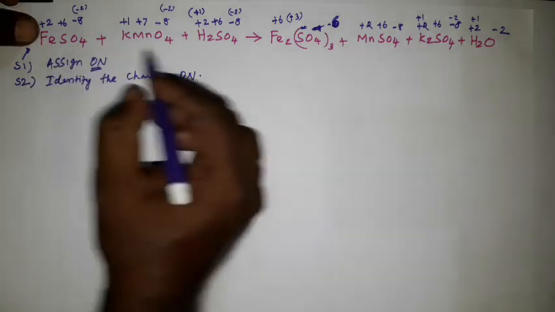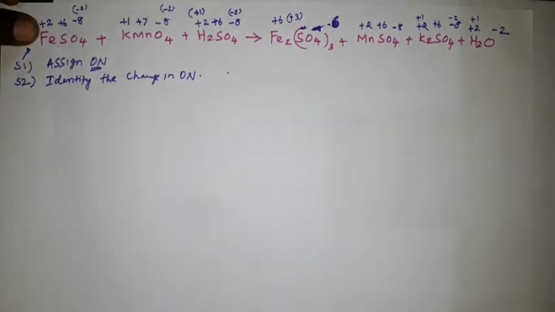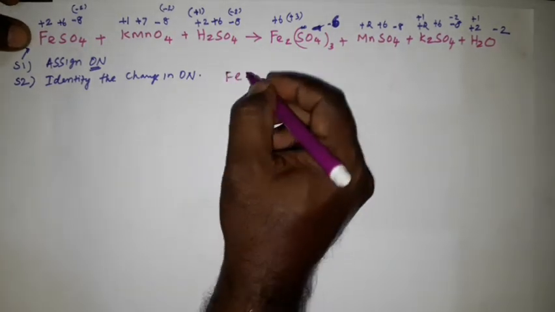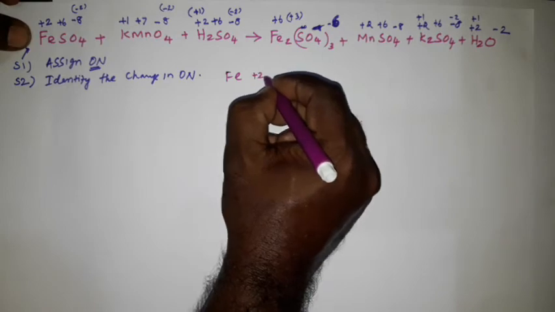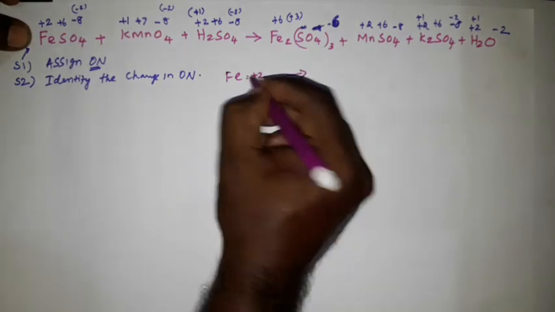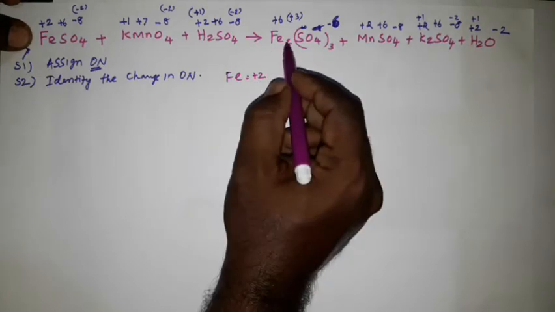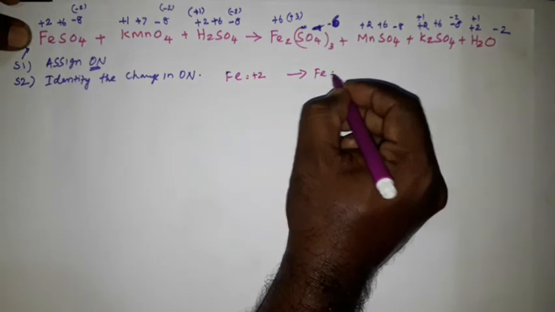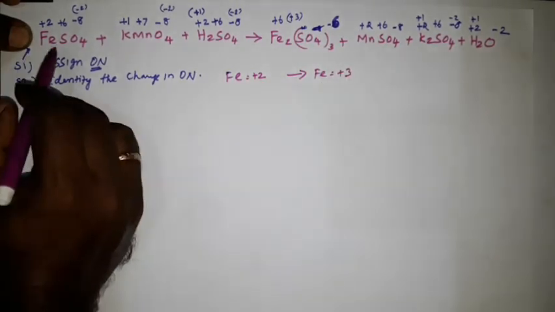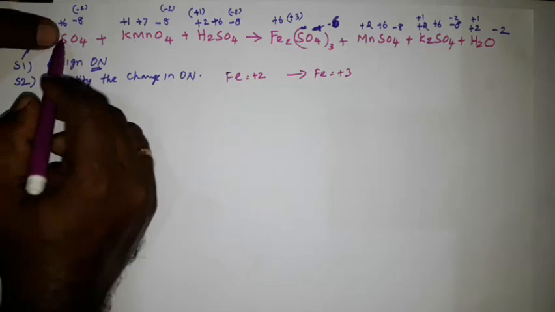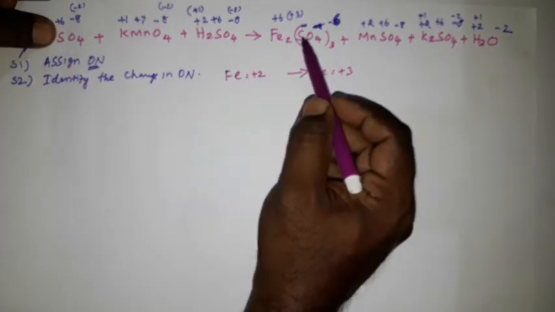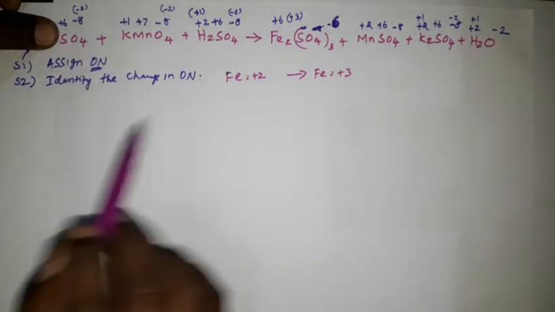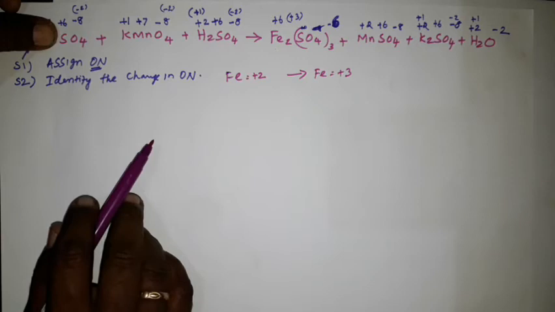See here Fe, the oxidation number of Fe is plus 2. Then here you see it is plus 3. Fe here, that is one atom, that is plus 3. Fe equals plus 3. Okay. Then check others. Sulfur here plus 6. Then here also it will become plus 6. Here also plus 6. Here also plus 6. Okay. So sulfur doesn't change. There is no change in oxidation number for sulfur.